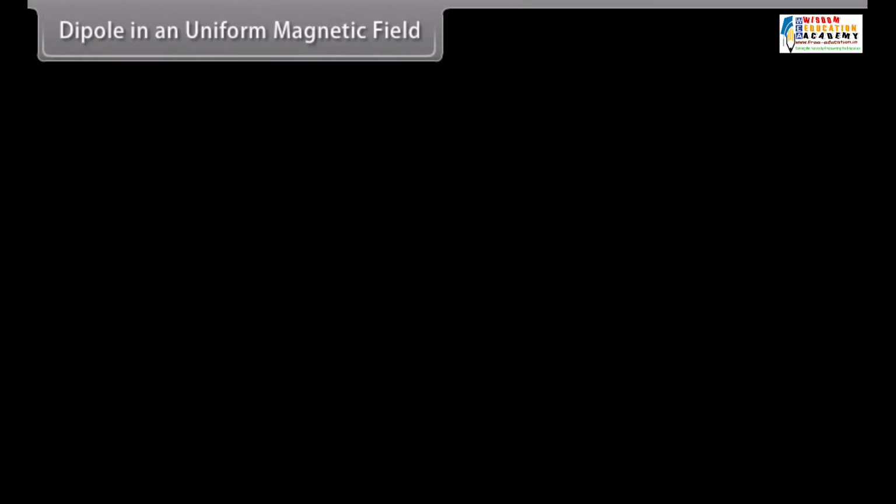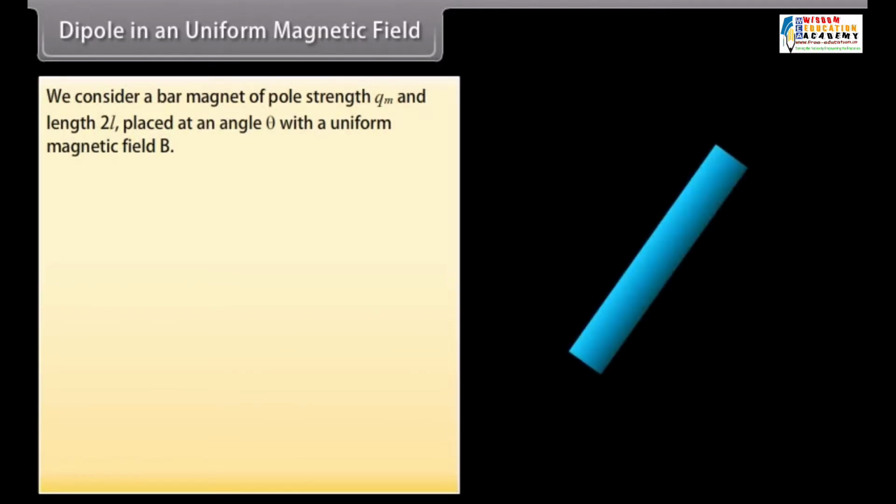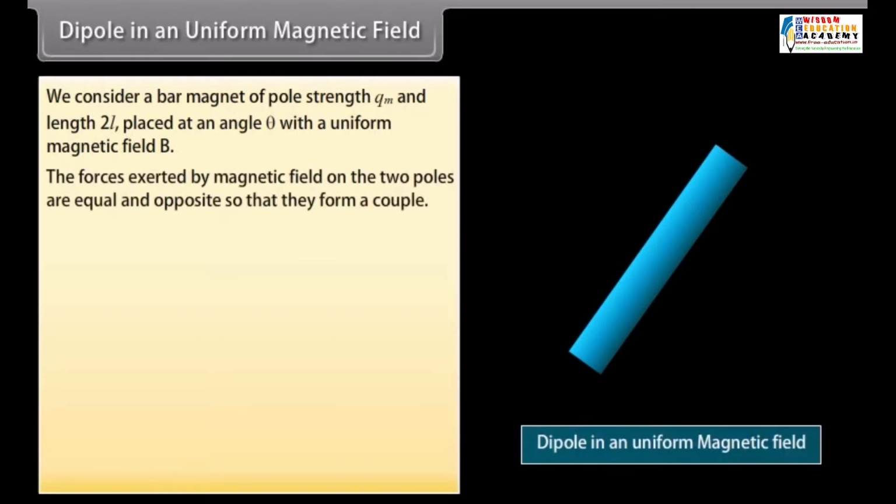Dipole in a uniform magnetic field. We consider a bar magnet of pole strength Qm and length 2L placed at an angle theta with a uniform magnetic field B. The forces exerted by the magnetic field on the two poles are equal and opposite so that they form a couple. Torque is equal to force into lever arm.